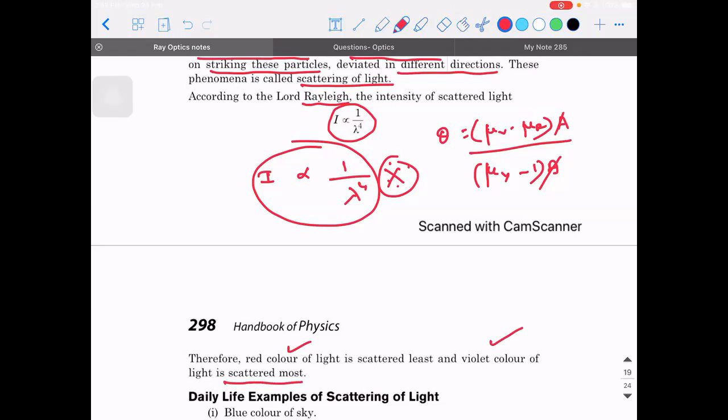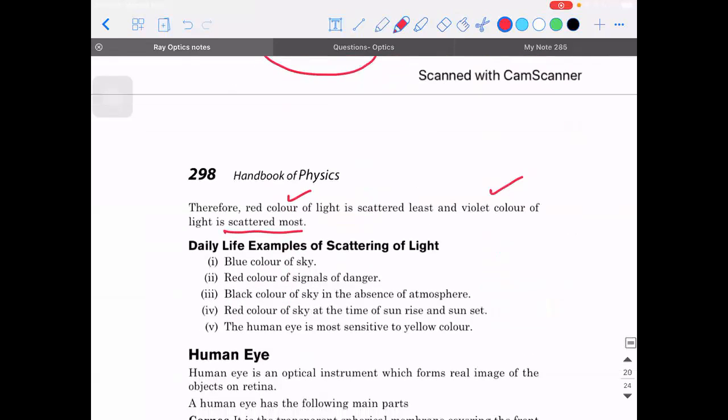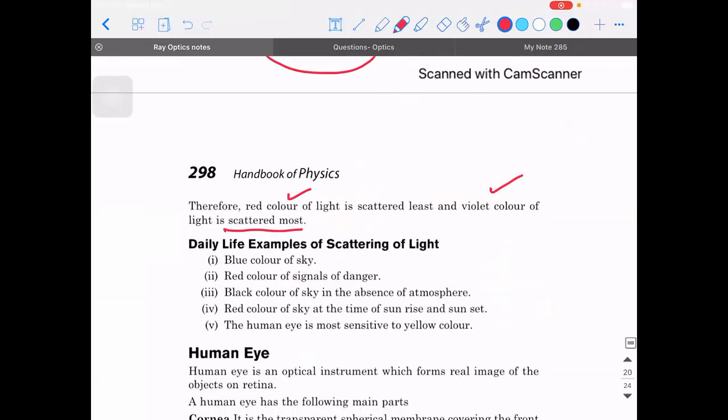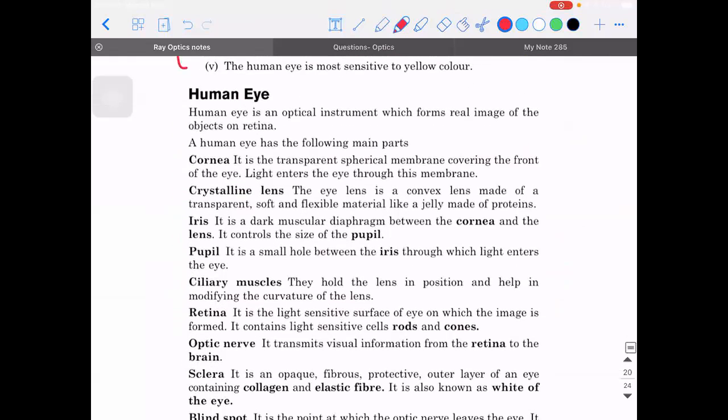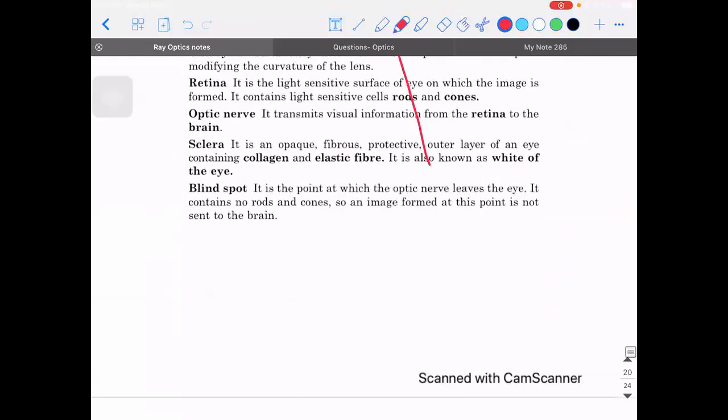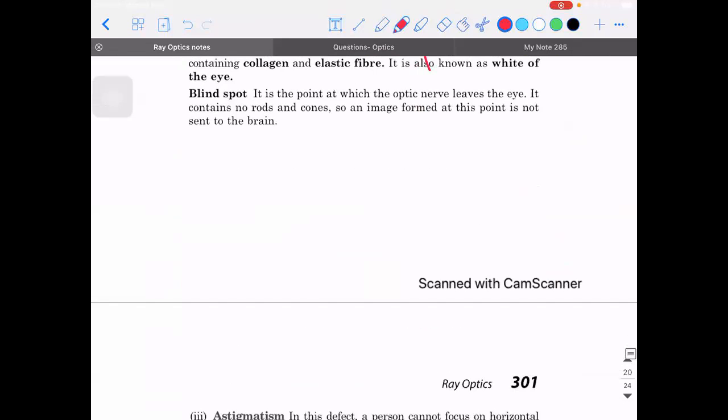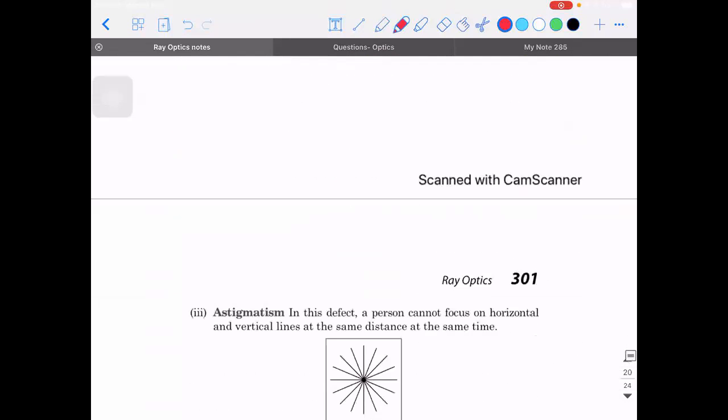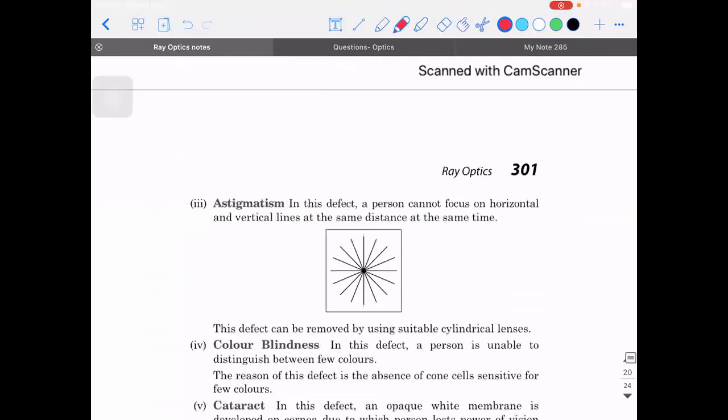Sky appears blue. There is a reason. It's because of the Rayleigh scattering. Okay, these are all the daily examples. So human eye is not needed.